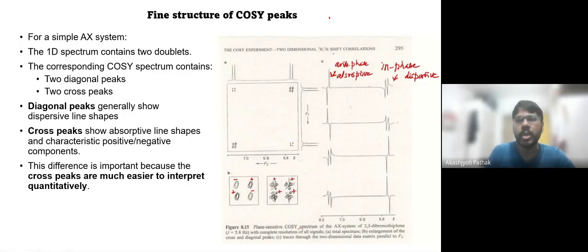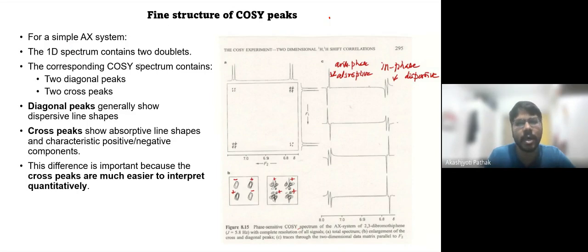Now, if you zoom into the cross peaks and the diagonal peaks observed in your 2D COSY experiment, you can further observe the fine structure present in the spectrum. This is actually a zoomed view; if the resolution is good, then you can observe these fine structures present in your spectra.